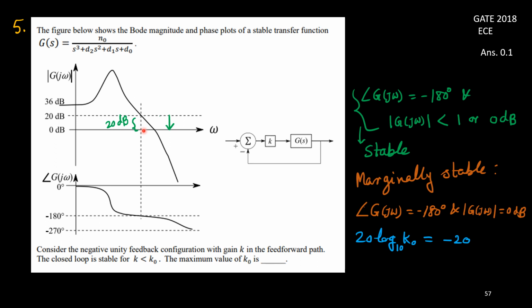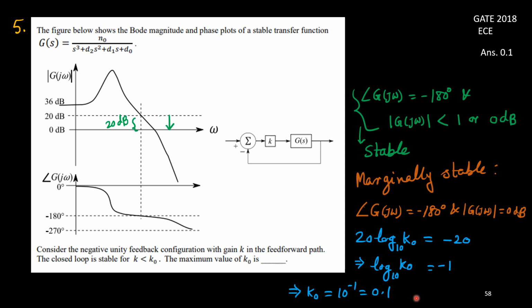Okay, so 20 log k naught, base 10, should be minus 20 dB. Now we can solve for k naught. So log k naught base 10 equals minus 1. So k naught equals 10 to the power minus 1, meaning 1 upon 10, equals 0.1. Okay, so this is the idea.